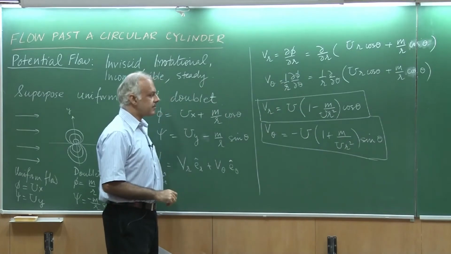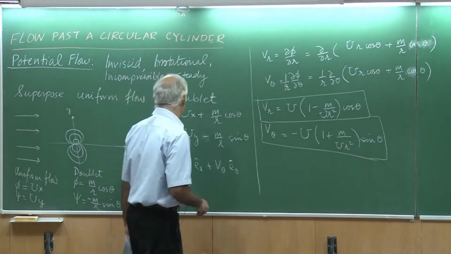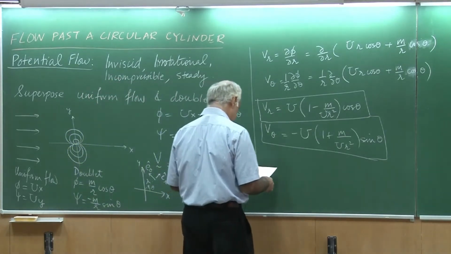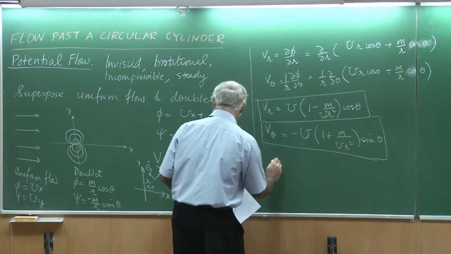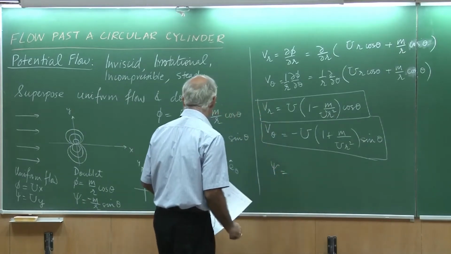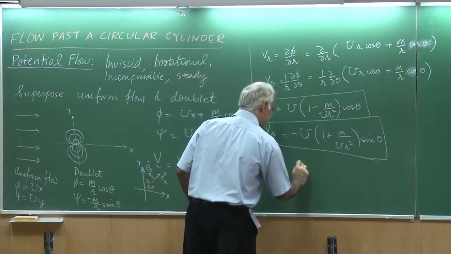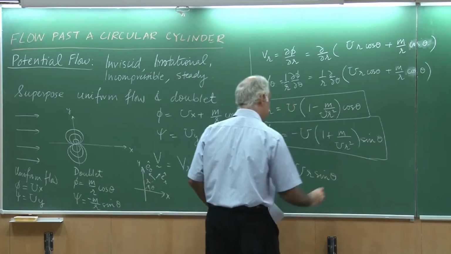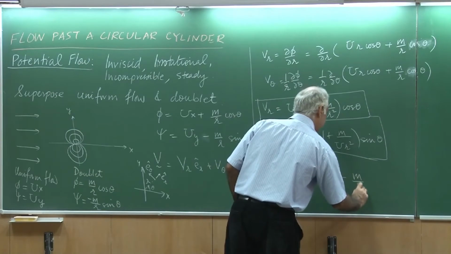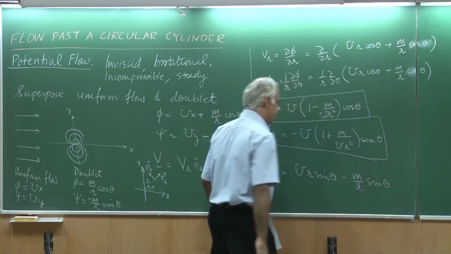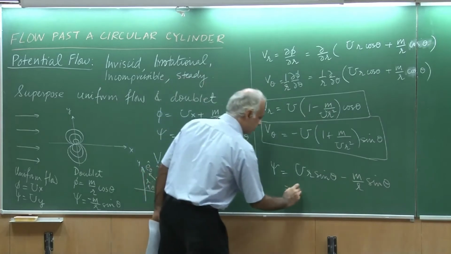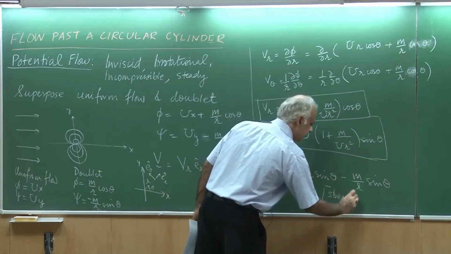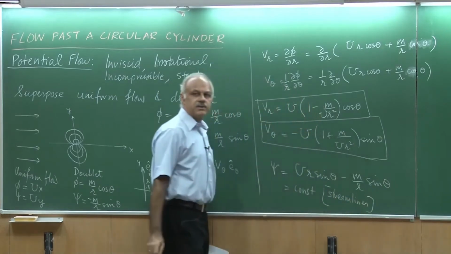Okay. How about the stream function? Because that would help me draw the streamlines. So, I could also get the stream function, and the stream function here would be essentially u times r sine theta minus m by r sine theta, and this equal to constant would lead to streamlines. I will be using this. So, let me put this on the blackboard.